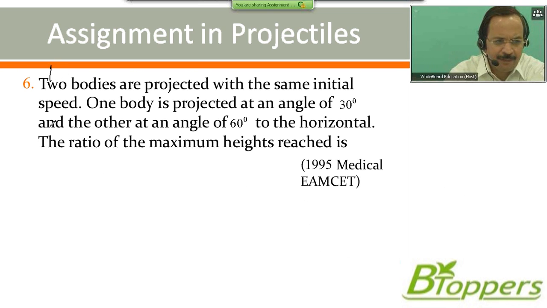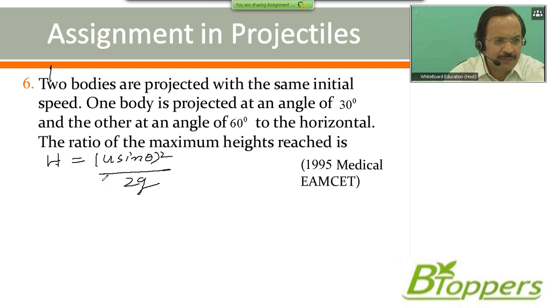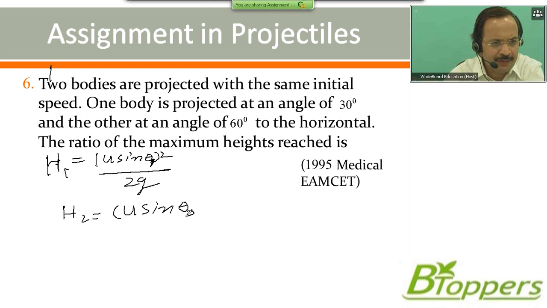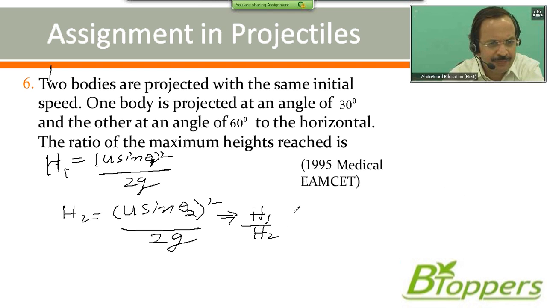So the maximum height reached in terms of initial speed of projection is given by u sin theta whole square by 2g. So the maximum height reached by the first projectile, denoted by h1, is u sin theta 1 whole square by 2g. Here theta 1 is the angle of projection for the first projectile. The maximum height reached by the second projectile, I denote by h2. Initial speed u is the same for both projectiles. Theta 2 is the angle of projection for the second projectile. So if you divide h1 by h2, you get sin theta 1 by sin theta 2 whole square.